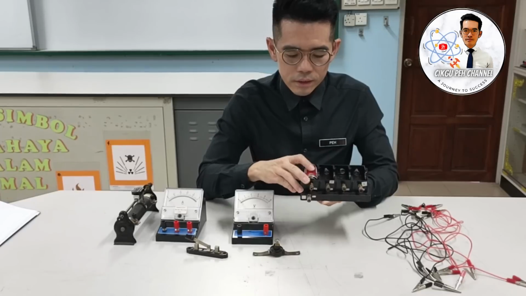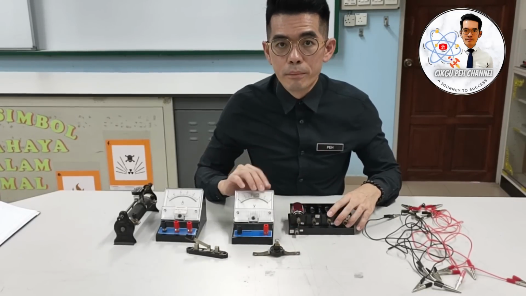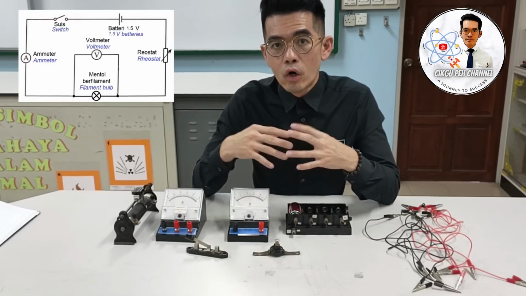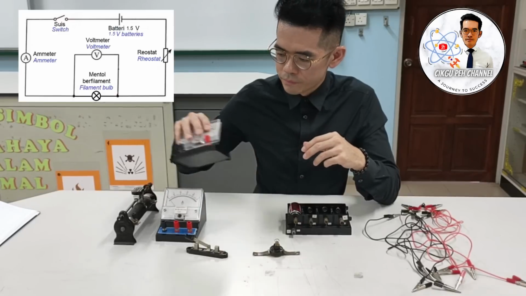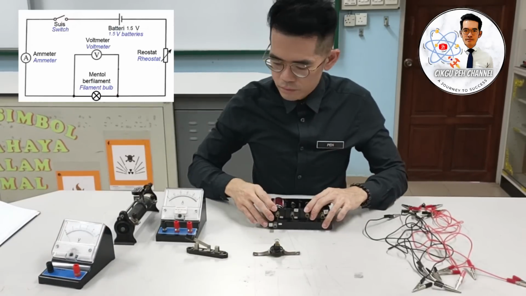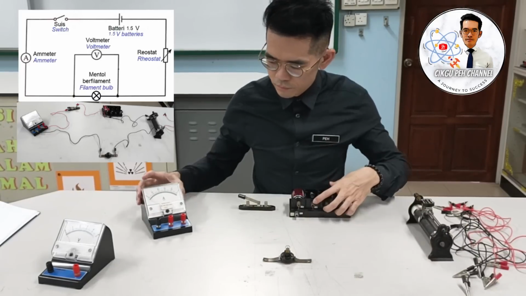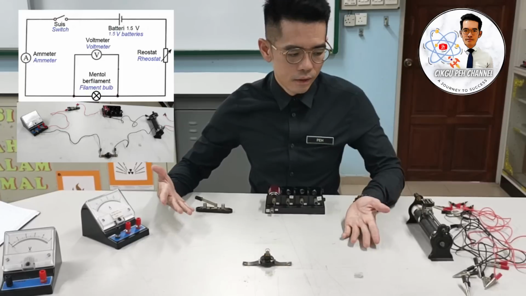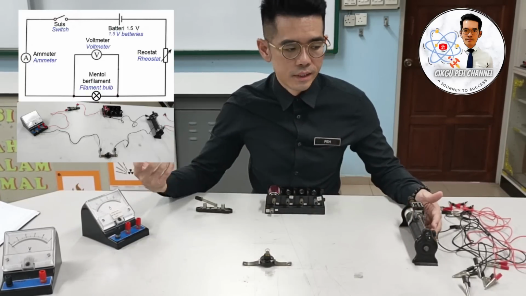So insert your battery, and then now you may arrange your apparatus according to the diagram. Firstly, we will arrange all components in series, with the voltmeter on the side. Basically, this will be the arrangement of the components in series.